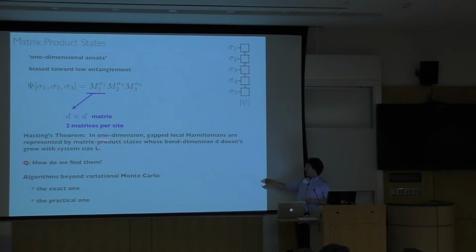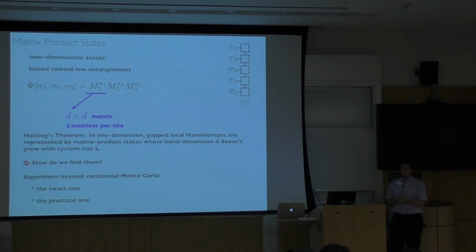That's what it is. And there's an interesting theorem from Matt Hastings. The theorem says that in one dimension, if you have a gapped local Hamiltonian, it is well represented by a matrix product state. Good. So that's at least one reason why matrix product states might be reasonable things to do, particularly in one dimension. And one can ask the question, how do we find them? You could use variational Monte Carlo. People have done that. But actually, these are very matrixy, and so there are linear algebra techniques that allow you to find them faster.